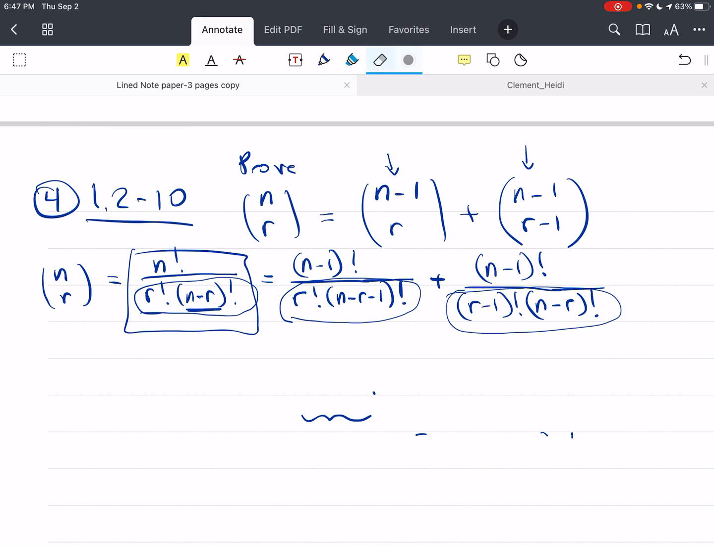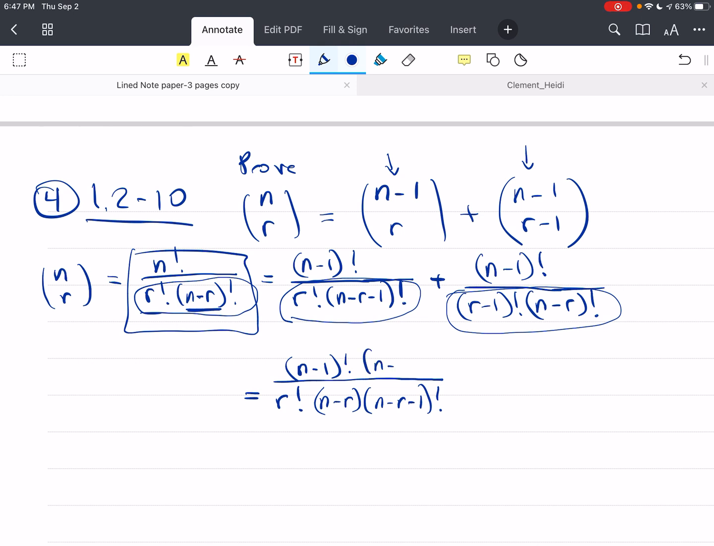Okay. So this is equal to r factorial times n minus r times n minus r minus 1 factorial. Now on the top I have n minus 1 factorial. I need to multiply by n minus r, so that I'm multiplying by 1 here. I haven't changed this at all. R factorial is already what I wanted, so I don't need to do anything to it. And then on the other one, or this is a plus, sorry. This is n minus 1 factorial on the top.